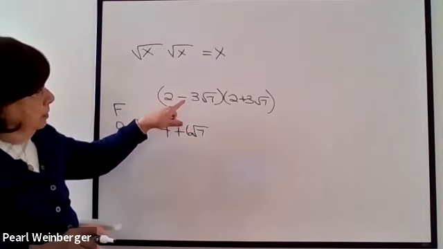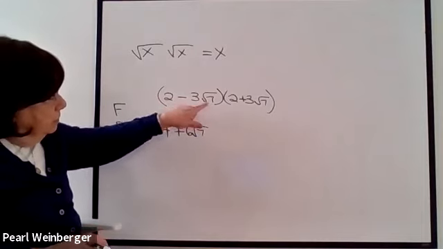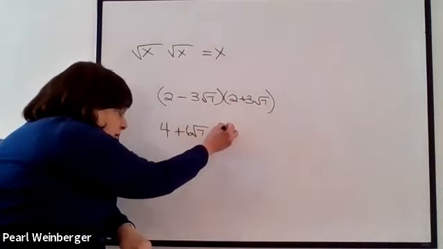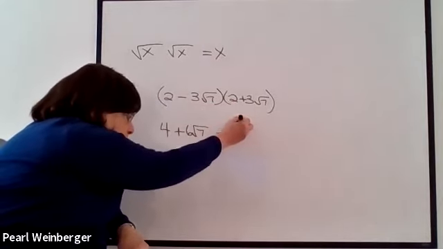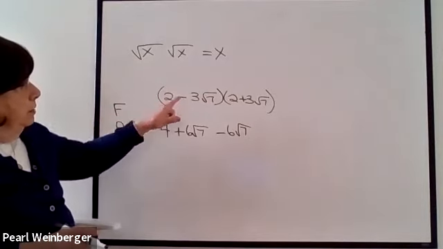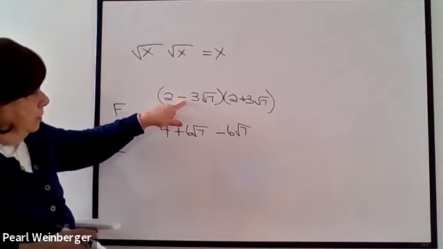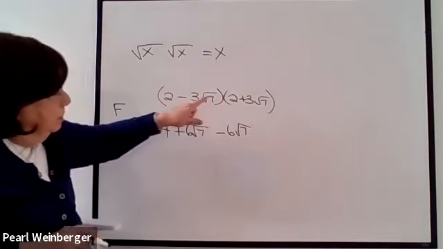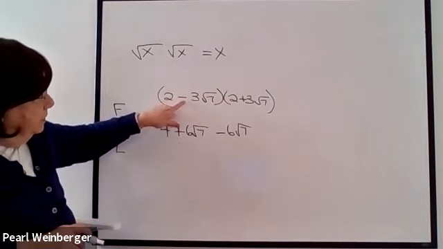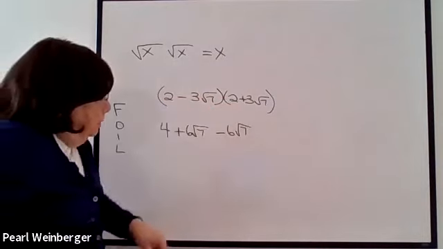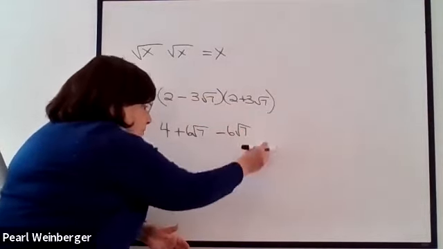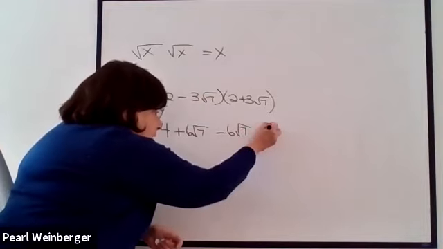Then I do the inner, negative 3 radical 7 times 2. So the negative 3 times the 2 is negative 6. And again, I just bring over the radical 7. And finally, I have a negative 3 radical 7 times a positive 3 radical 7. So I multiply the negative 3 times the positive 3. The outer numbers are negative 9, positive times negative is negative.